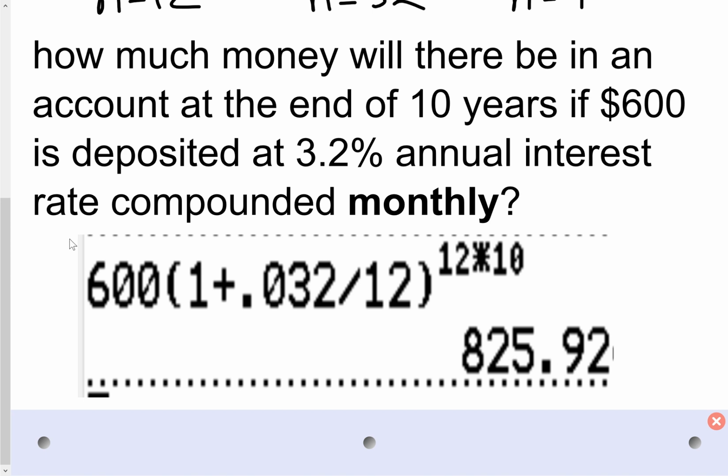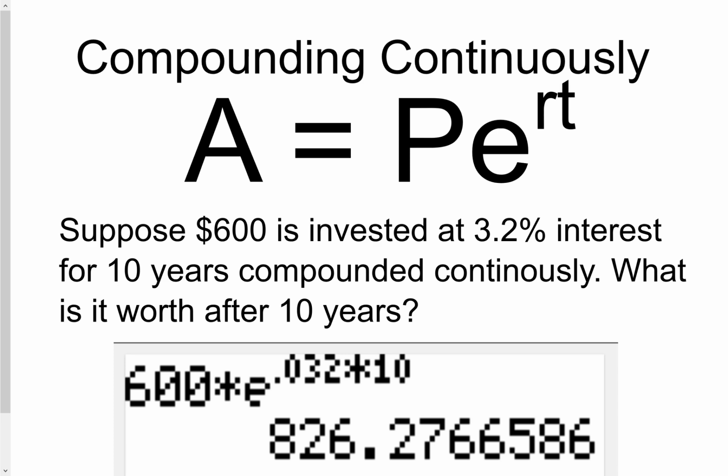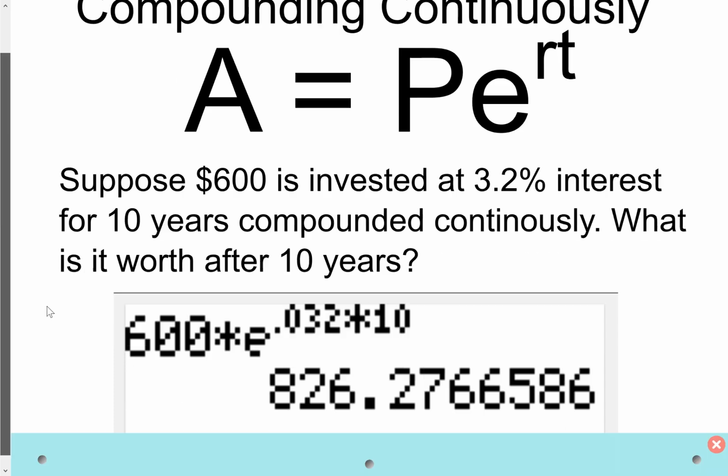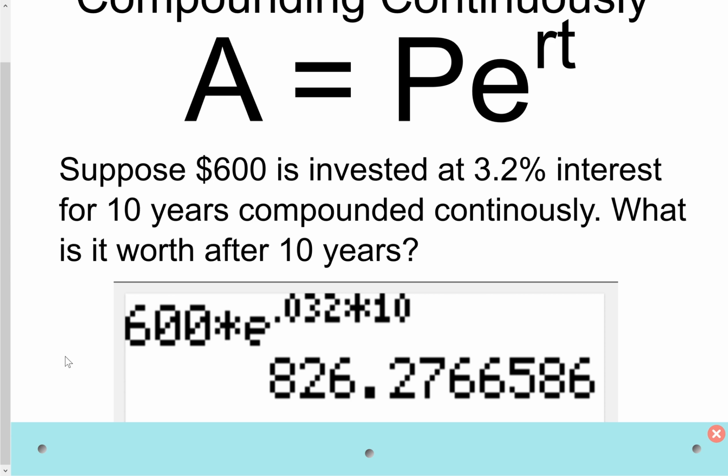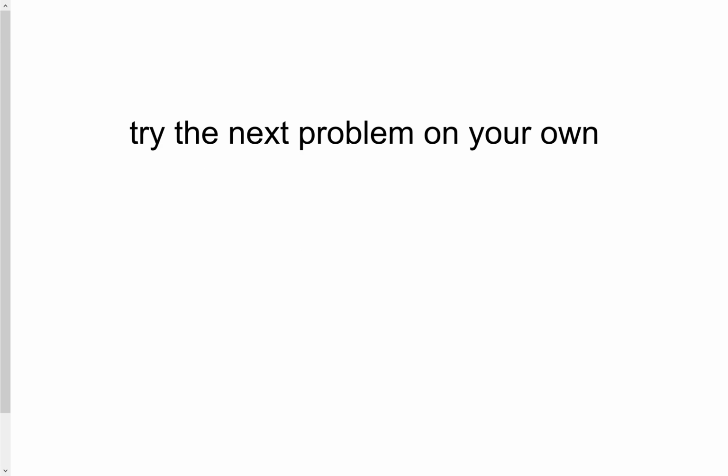And you can see we get $825.92, which is slightly less than if we compounded continuously. And maybe you're thinking in your head, can we get any larger than compounding continuously? Is this the biggest we can get? And the answer is no, we cannot. Compounding continuously is the largest possible. We're compounding every nanosecond, so we cannot compound any faster or any more times. All right, let's have you try a few problems on your own.